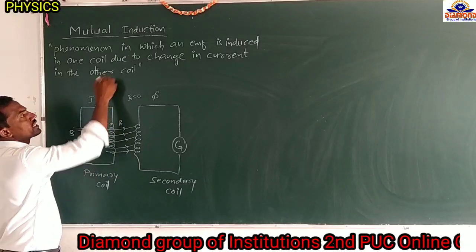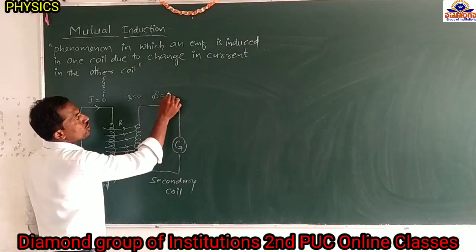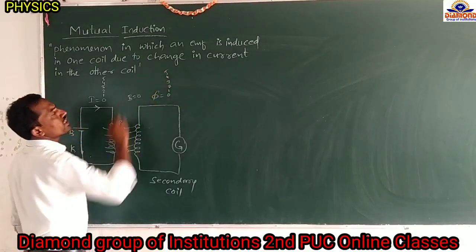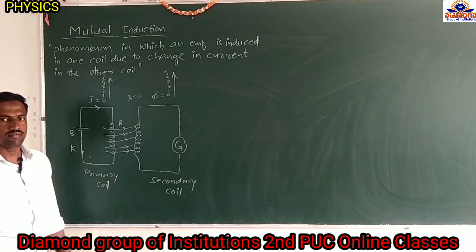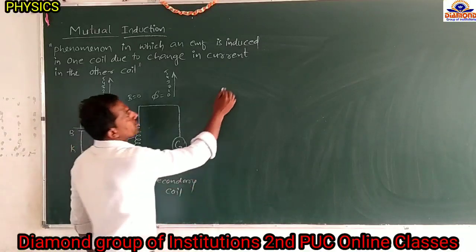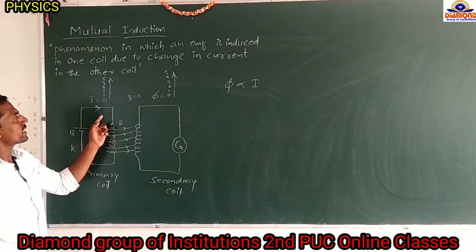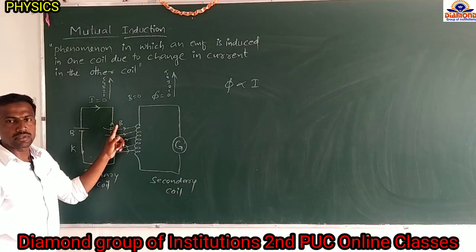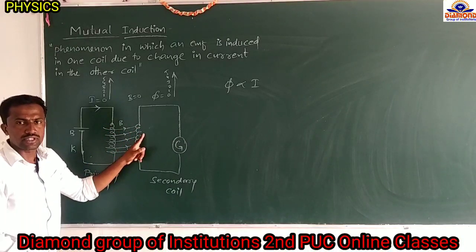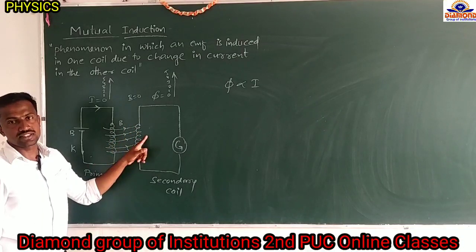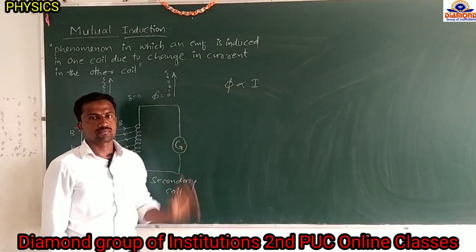Then the current value is increasing, so the magnetic field value is also increasing, and the magnetic flux is also increasing. This means magnetic flux is directly proportional to current. Current value change हो गया तो magnetic field produce हो रहा, और वो magnetic field secondary coil को touch हो रहा, तो magnetic flux increase हो रहा. They are directly proportional to each other.